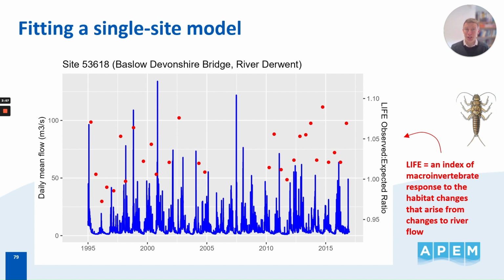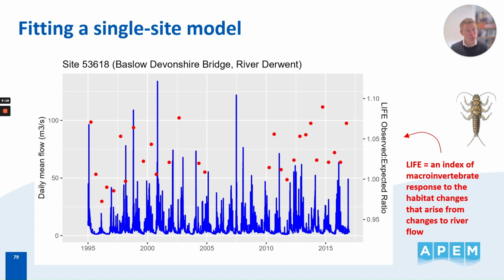Here, the LIFE scores are actually represented as a ratio of what we would expect under minimally impacted reference conditions. So that O/E ratio means that higher scores indicate a more healthy invertebrate community and lower ratios indicate a community which may be showing signs of flow stress.